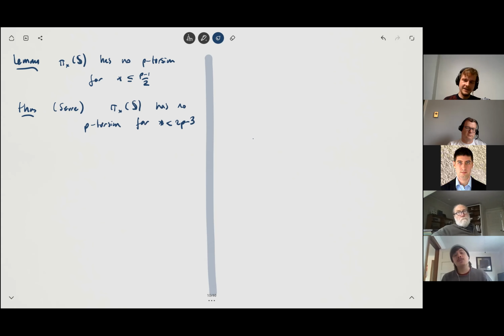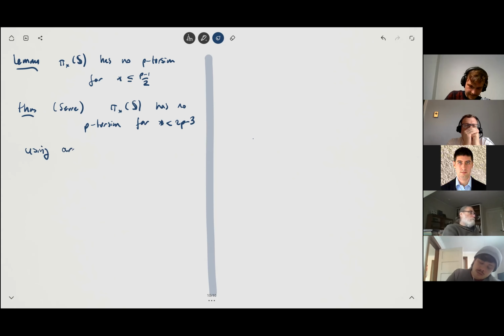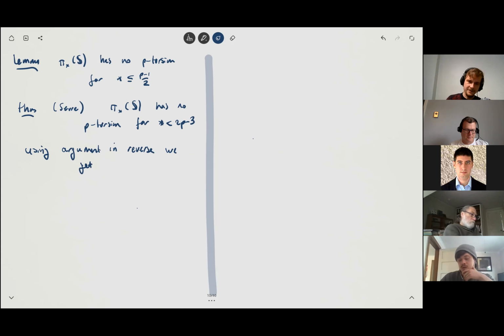And here we can instead argue in the other direction. We can now use the Serre class argument to say that the stable homotopy has no p-torsion in this range, and then use homological stability backwards to say that some symmetric groups don't have p-torsion in their homology in certain degrees. So using the argument in reverse, we get instead information about the homology of symmetric groups.